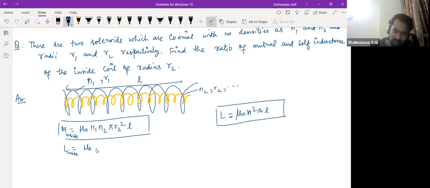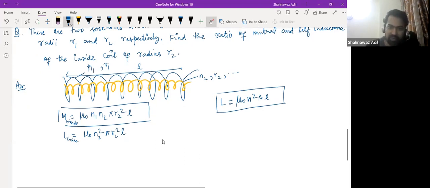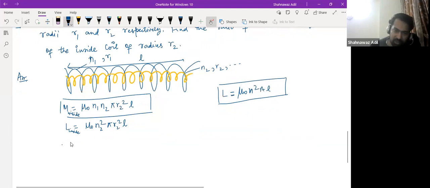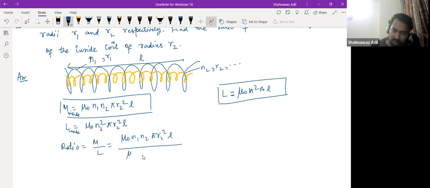This is N2, so this would be N2. Yes, N2 square and pi R2 square, L. Right, is this clear? Yes, sir. So then if we calculate the ratio, M by L, that is mu naught N1 N2 pi R2 square L divided by mu naught N2 square pi R2 square L. So this mu naught will cancel, L will cancel, R2, R2, all these things cancel, N2 will cancel, and we get N1 by N2, right?